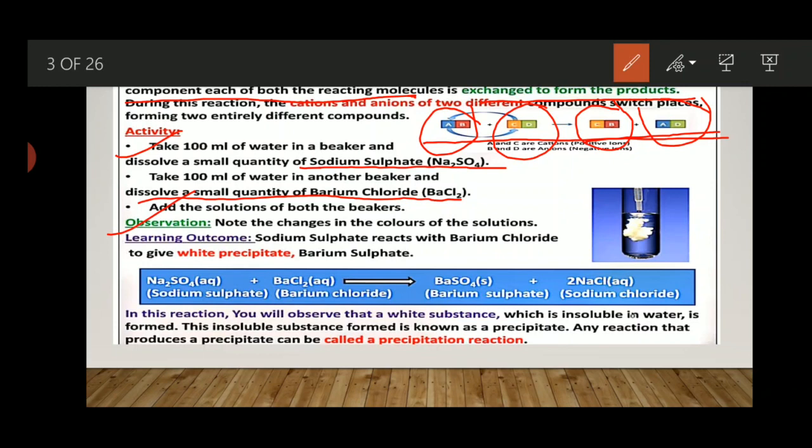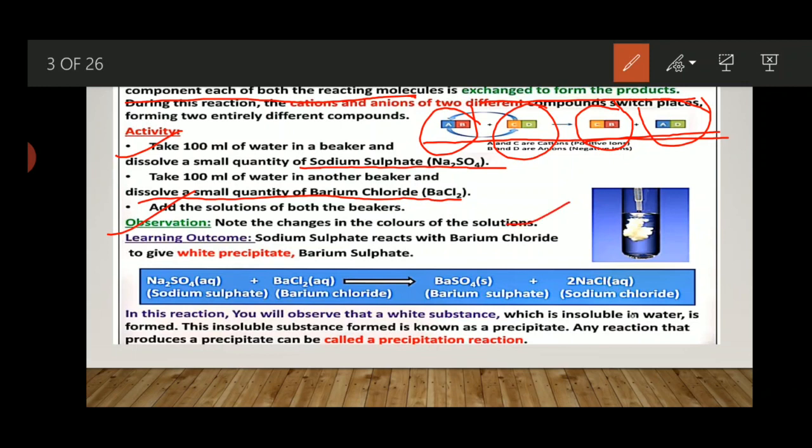You took the sodium sulfate solution, and you took some amount of barium chloride solution in a test tube. Now mix the barium chloride solution into the beaker in which sodium sulfate solution is present. Then the sodium sulfate solution in the test tube is mixed with the barium chloride solution in the beaker. Now observe the change. What will you see? A change in the colors.